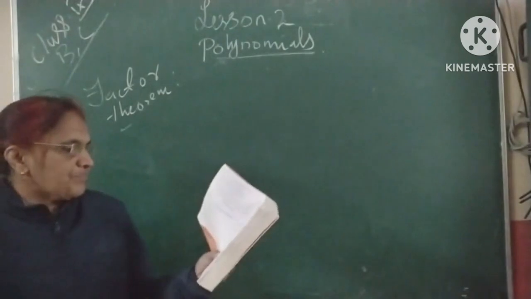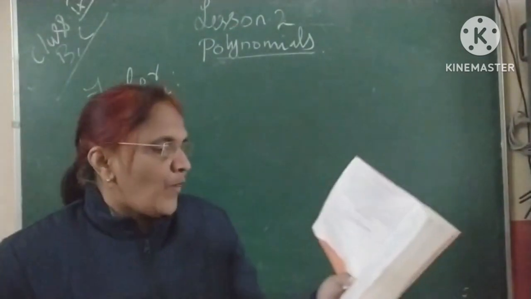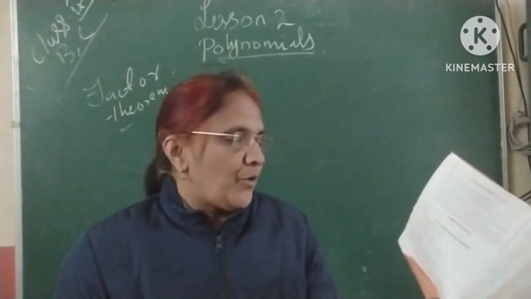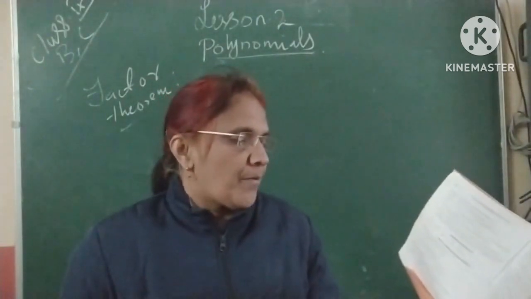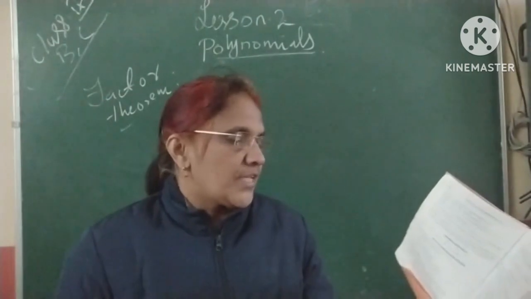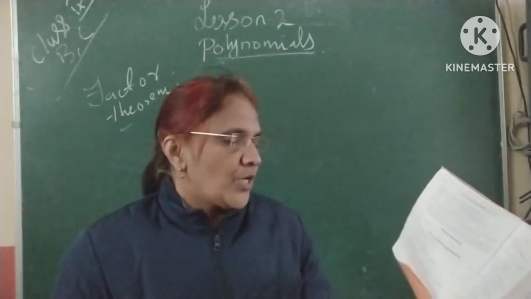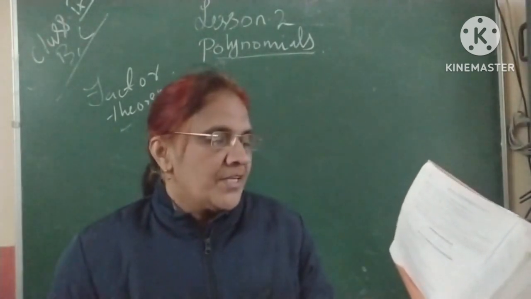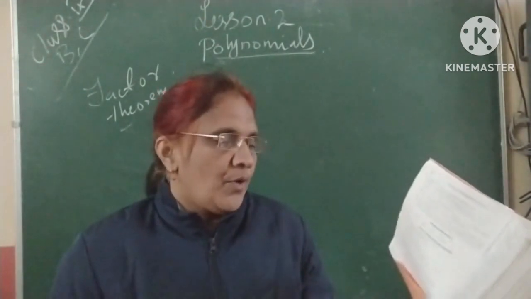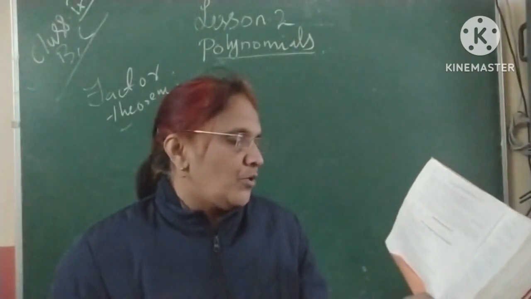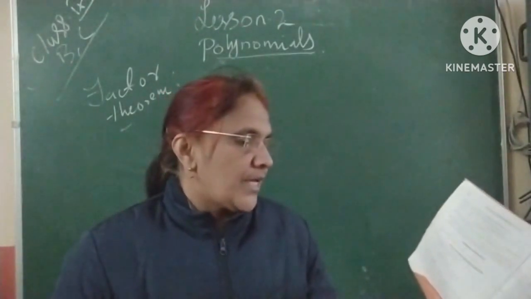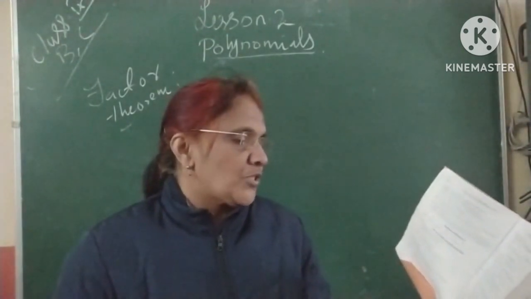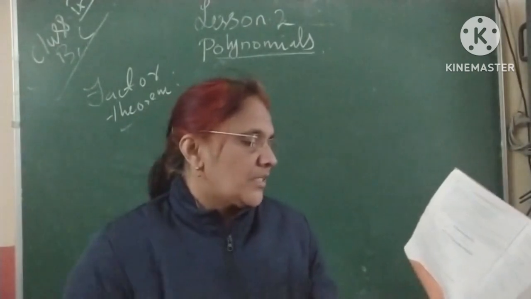Next example. Find the values of a for which x minus a is a factor of the polynomial f of x equal to x to the power 5 minus a square x cube plus 2x plus a minus 3.